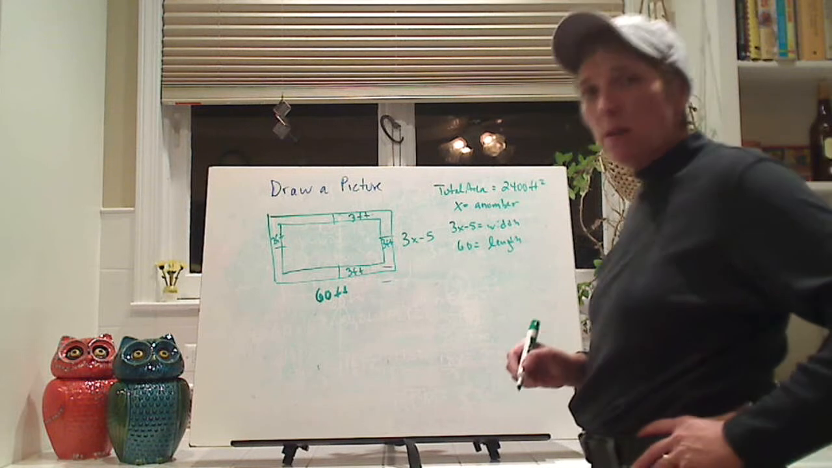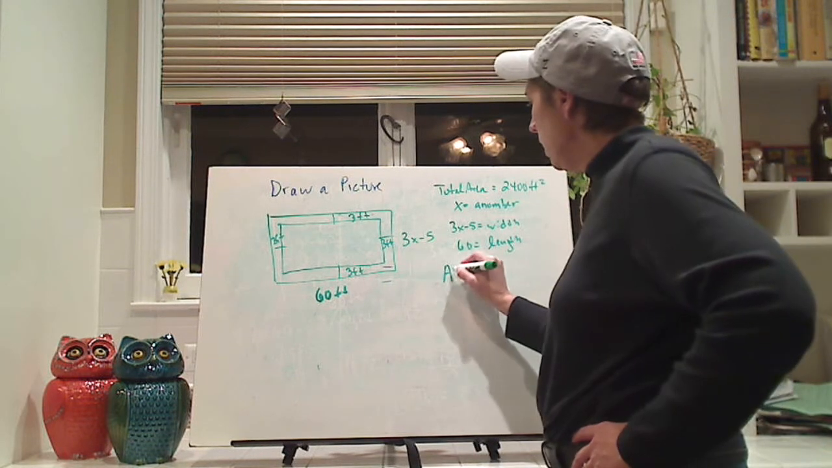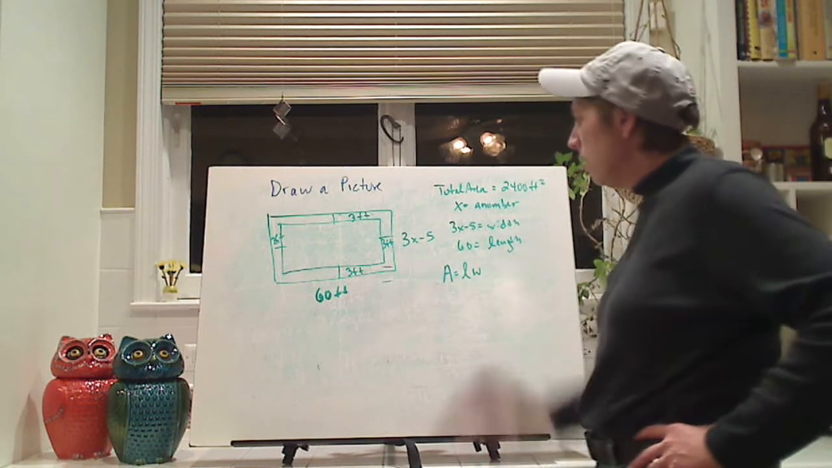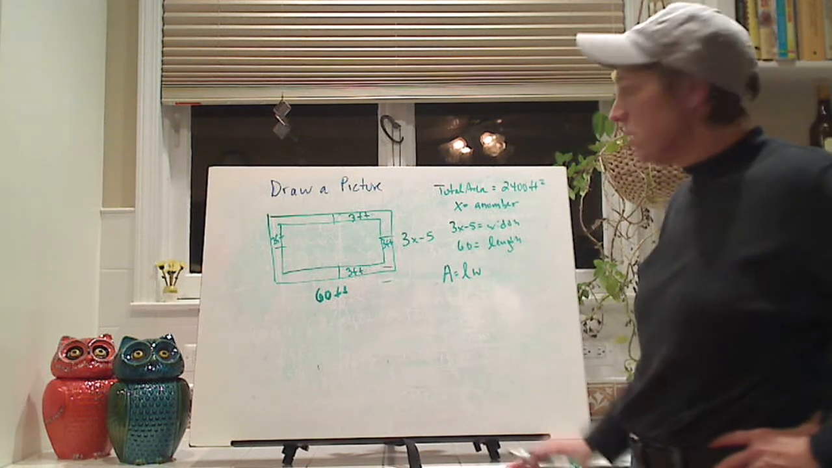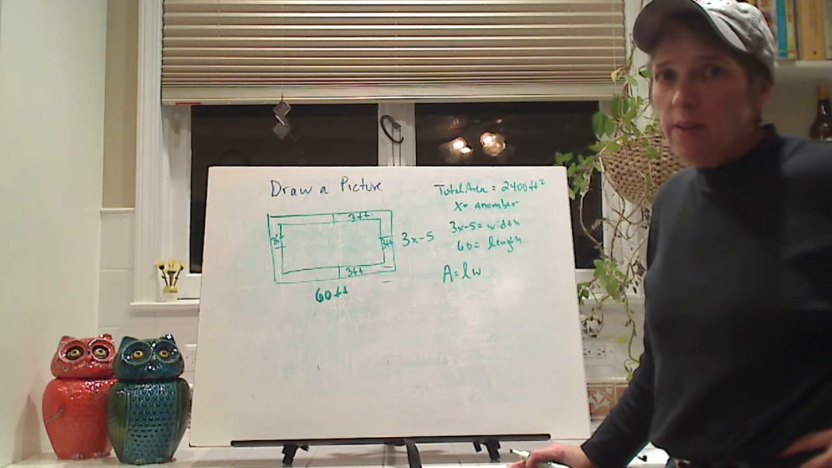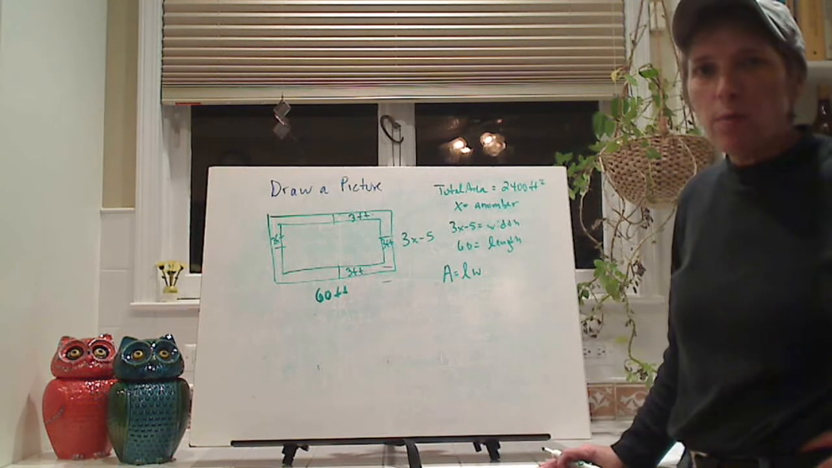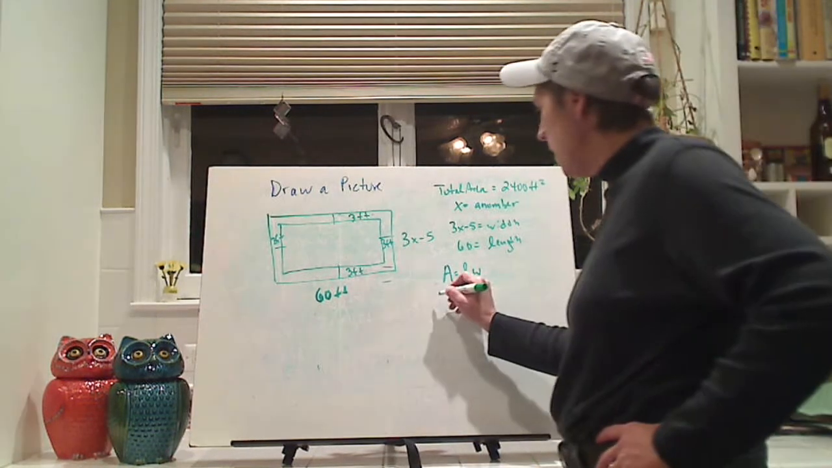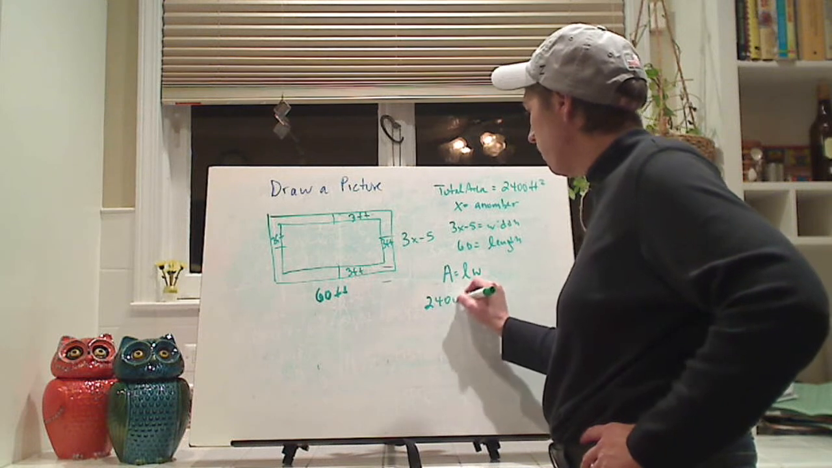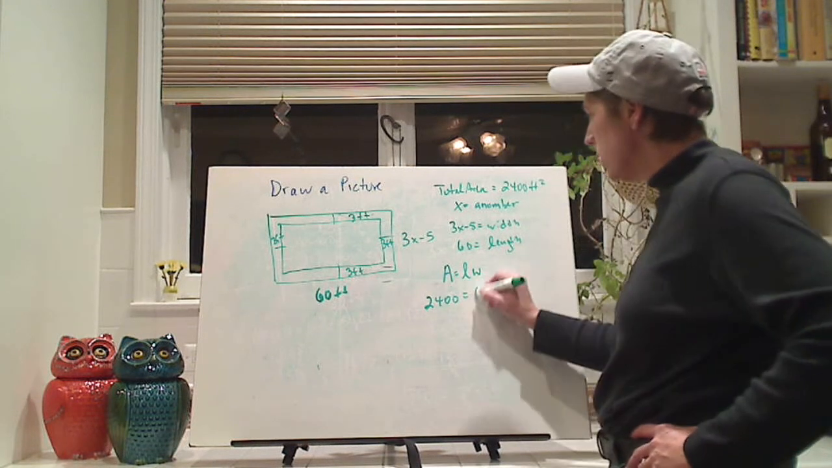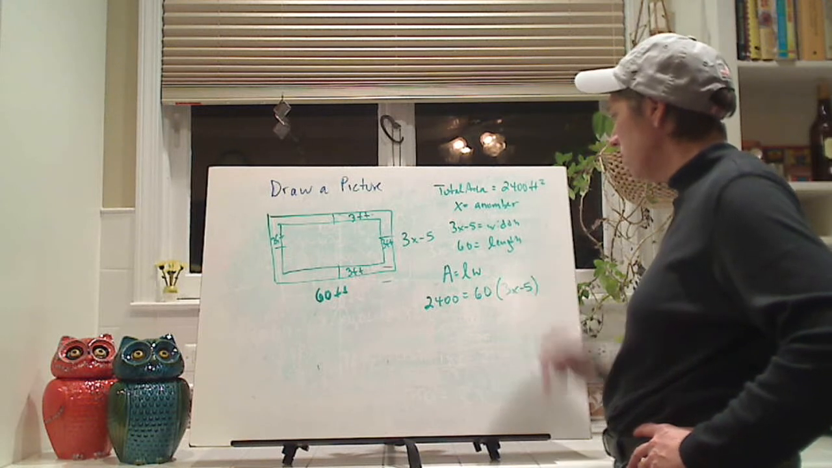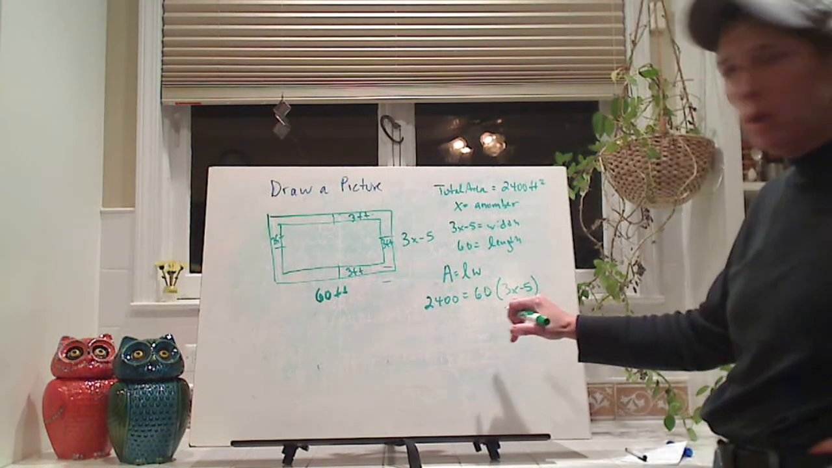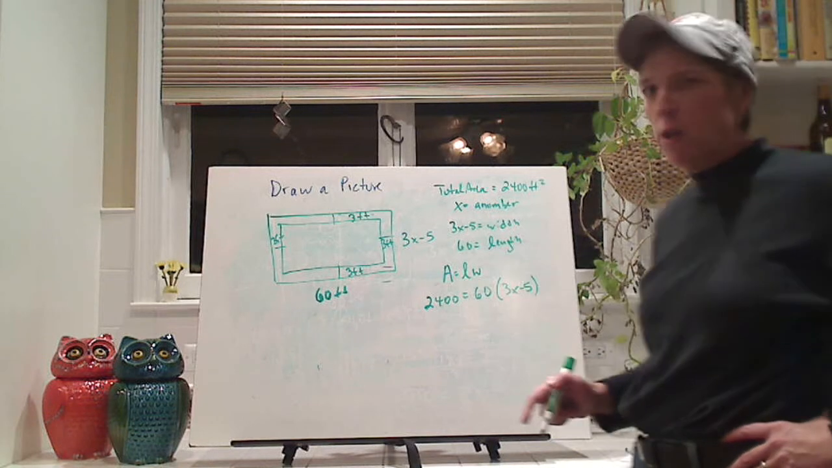Okay, the verbal model, we have to write area equals length times width. That can be your verbal model, because this is length times width equals area. You have to identify the equation. That would suffice for the verbal model. So now I'm going to say 2,400 equals the length, which is 60, times 3x minus 5. It's the distributive property because 3x minus 5 is a binomial.